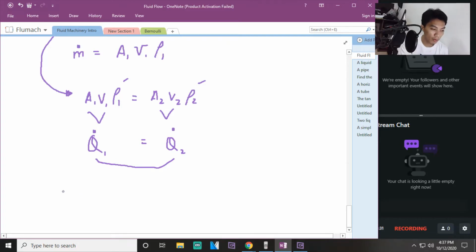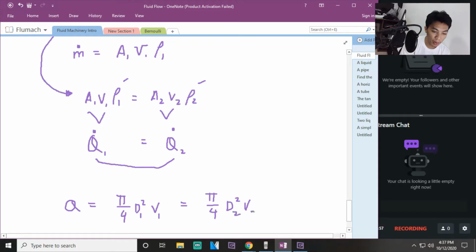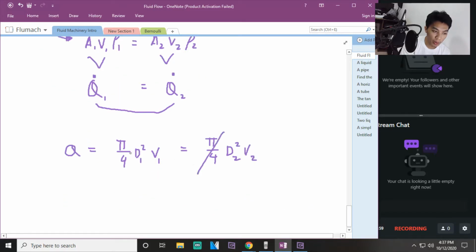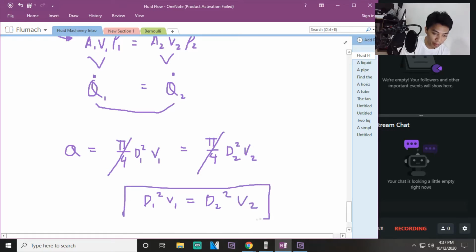Now, ano ba yung volume flow rate? Di ba, sinimplify natin yan? That the volume flow rate is equal to pi over 4 d squared times the velocity of the fluid. Ngayon, equate natin silang dalawa, that will be pi over 4 d squared v. Ito yung 1, yung 1, yung 2, yung 2. Ngayon, same lang naman to, so we can cancel out. Ibig sabihin, d1 squared v1 equal to d2 squared multiplied by v2. So you have another relationship.